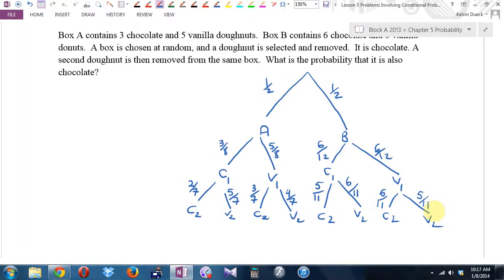All right, we got our tree. We picked a box. We picked a donut. We picked another donut. This is about as big a tree as I'll ever do. How many levels does this tree have? 3. This is kind of my teetering point, my cutoff point. I will almost never do a 4-level tree. It gets way too wide.